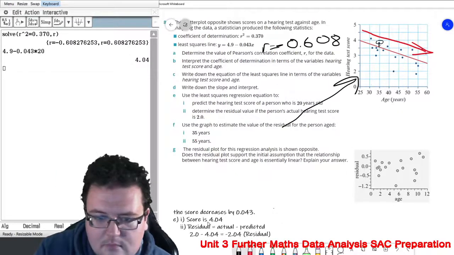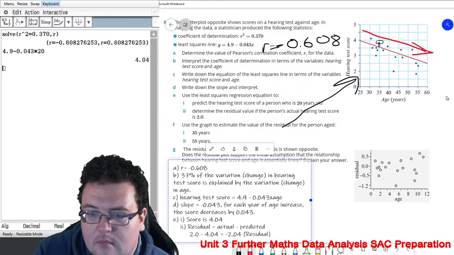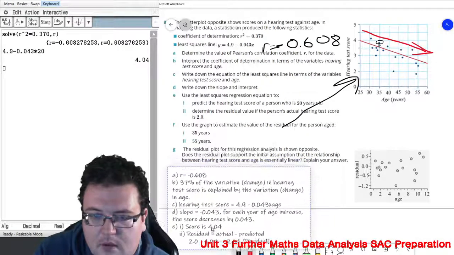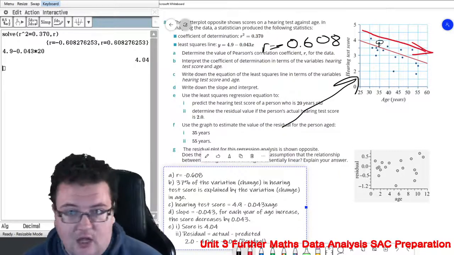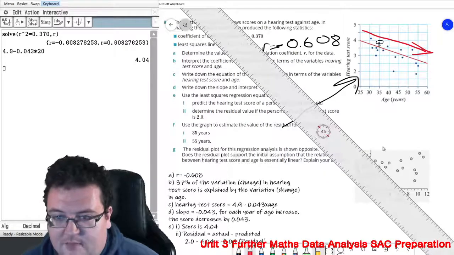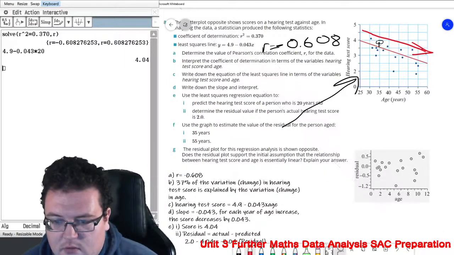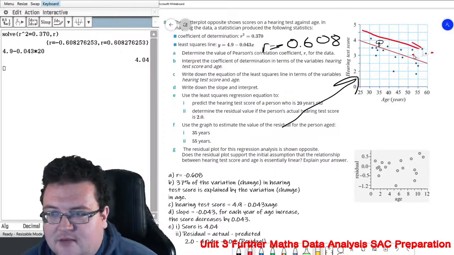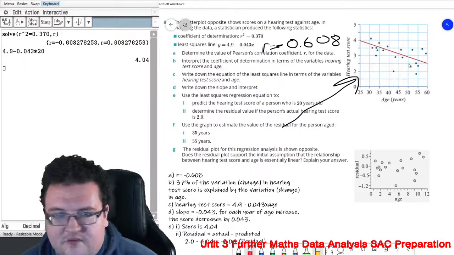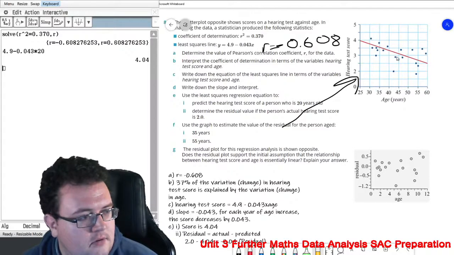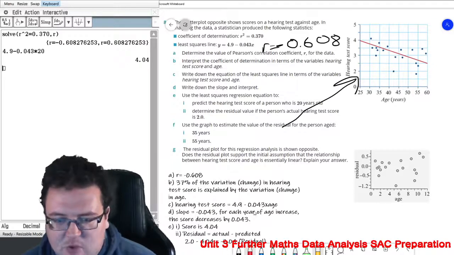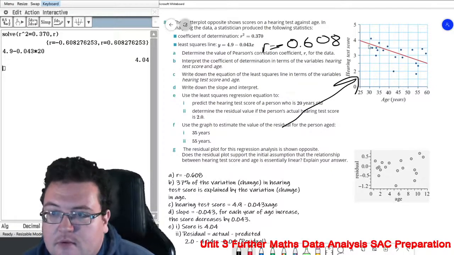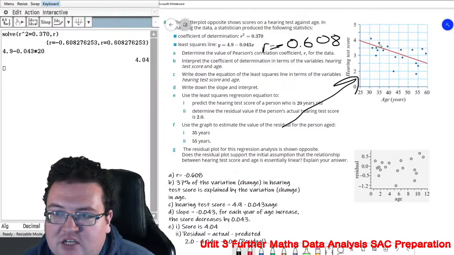Wait, Sam, can you point to which one is the actual and which one is predicted? Yeah, not a problem. Excellent question. So the red line is the predicted line. And by that I mean this red line. So this red line is the predicted line based on the least squares regression. And based on what we've got here, this vertical distance is about 0.3.